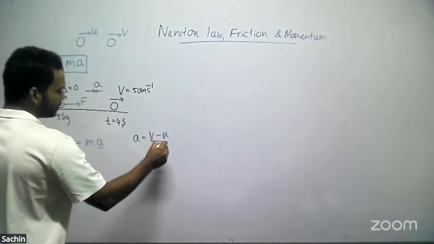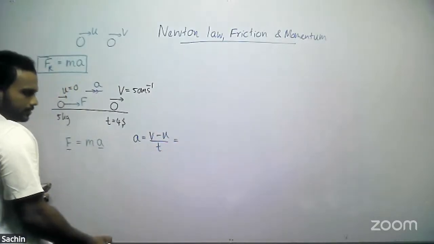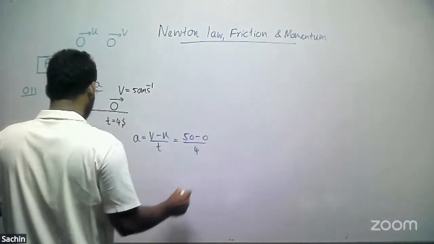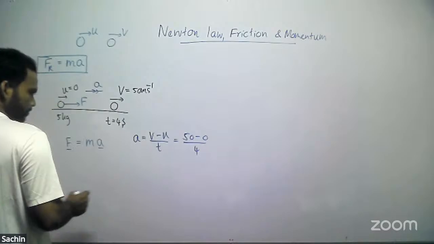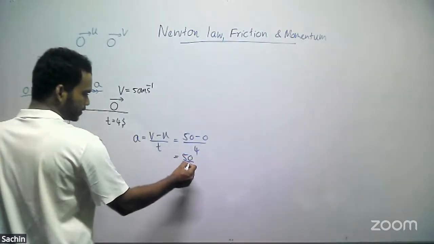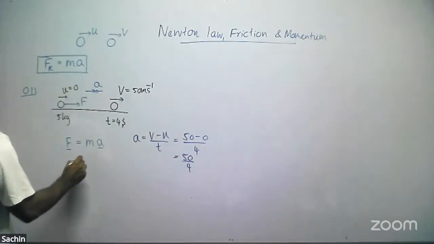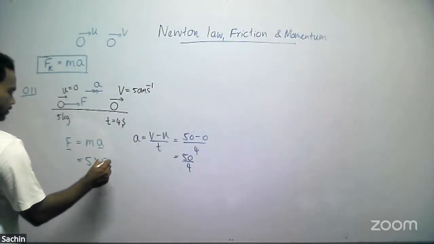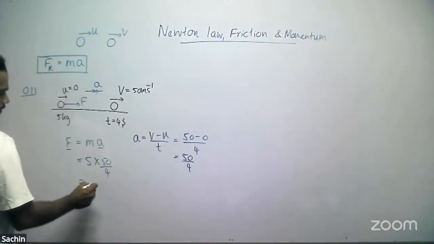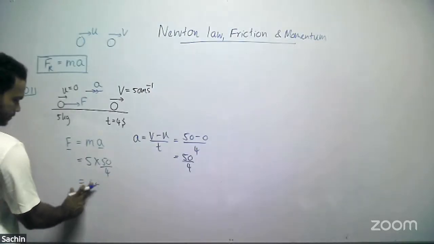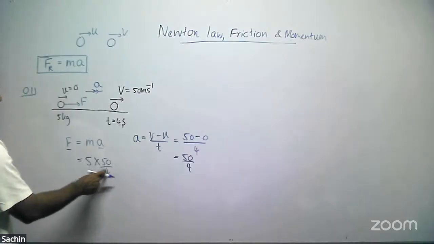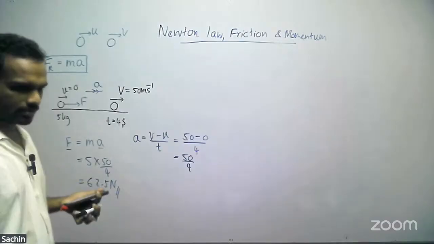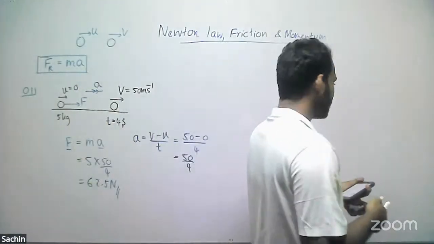Just the simple definition: velocity change divided by time. Final is 50, initial 0, the time taken is 4. So 50 over 4, this will be the acceleration. Mass is given as 5, so 50 over 4 times 5, that is 12.5 into 5, which means 62.5 Newton. So this is the simple application of F equal ma in a problem.